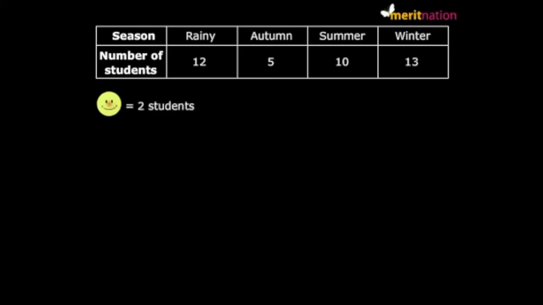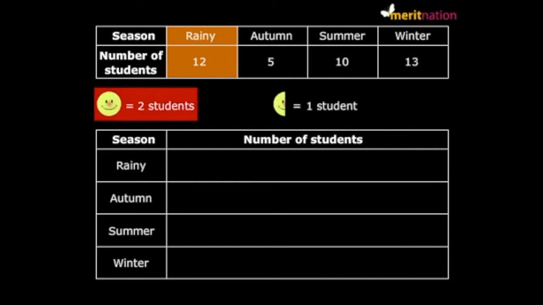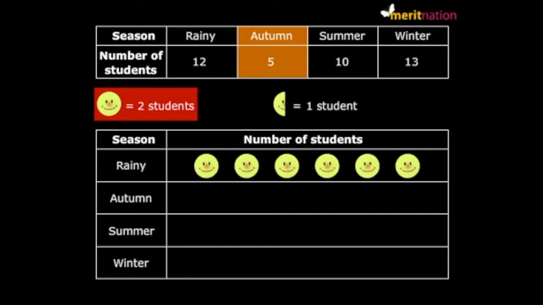So if I have to represent 1 student, yes, I will need half the picture. Ready? Here is our table. Rainy season, there are 12 students. So how many such pictures do we need? Yes, each picture, 2 students. So we need 6 such smileys. Now move to autumn. Autumn, there are 5 students. So how many such pictures do we need?